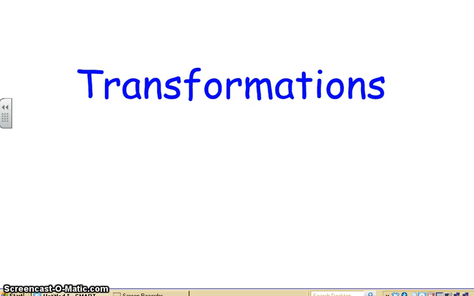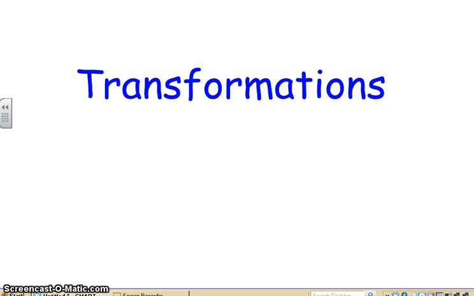Okay guys, today we are going to talk about transformations. Now, you have probably all seen, or at least heard of, the movie Transformers. And you know in the movie that the reason it's called Transformers is because things transform. They change, they do different things. So, in transformations, there are three types of transformations that we are going to learn about in 5th grade.